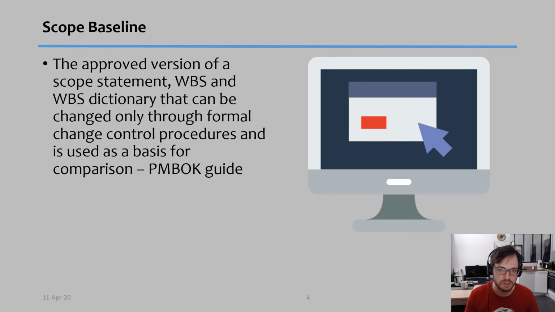Now, there are going to be three different types of baseline. The first one is called a scope baseline. So this is the approved version of a scope statement, work breakdown structure, and dictionary that can be changed only through formal change control processes that I described in another video. And it's the work description that is going to be used as the basis of the comparison of the work that I do.